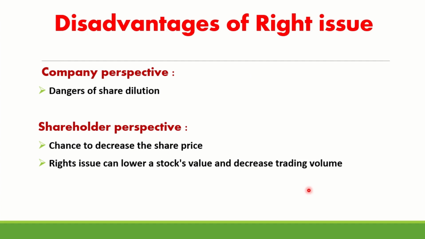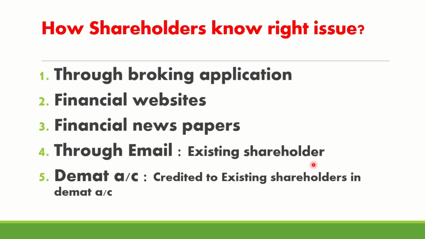And next, let me see how shareholders know about a rights issue. In a sense, they know through a broking application. These are the ways they know: through a broking application, through financial websites, through newspapers, and through email. This email they will get if they are existing shareholders, one who bought the share before the record date, as well as the demat account. For existing shareholders, for a respective date, whatever portion they told you, that many shares will be credited to the demat account.